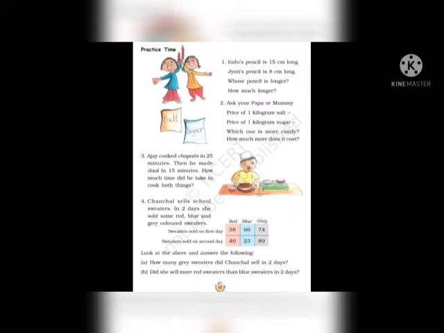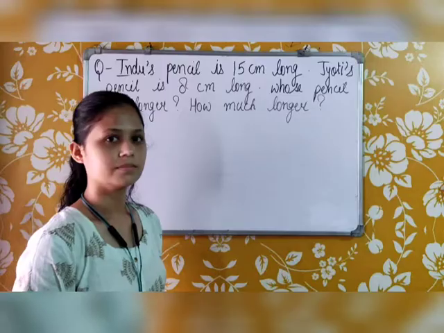Ajay cooked chapatis in 25 minutes. Then he made dal in 15 minutes. How much time did it take to cook both things? So Ajay has made chapatis and dal in a particular time. Okay, now we have to tell how much time did it take cooking both the things. So first you see question number 1 and 3 we are doing. You see how we are doing that, then you will do question 2 yourself.